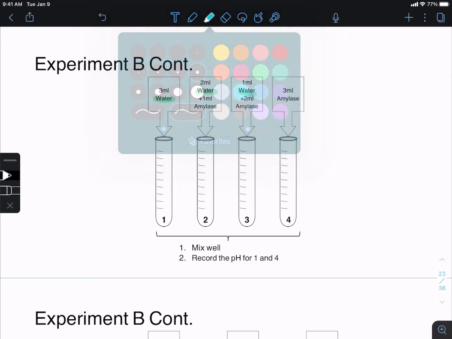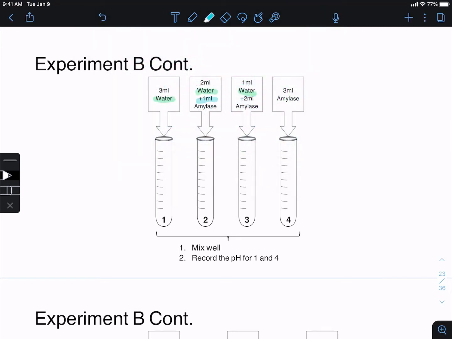Then you're going to put amylase in it. 1 milliliter of amylase, 2 milliliters of amylase, 3 milliliters of amylase. In this particular figure, I did include the volume because what you're really looking at is concentration.